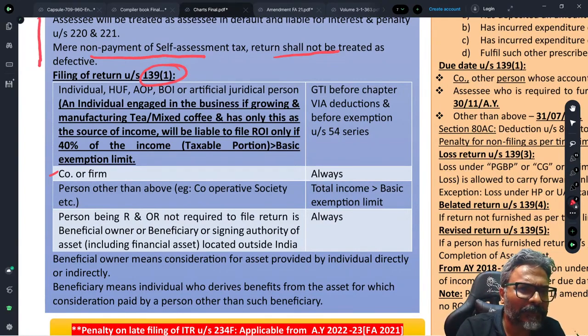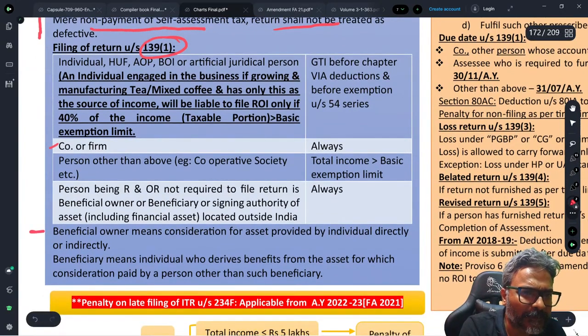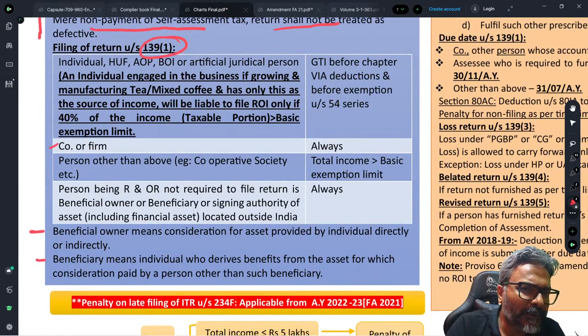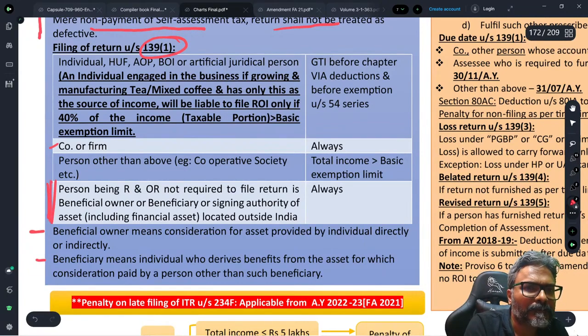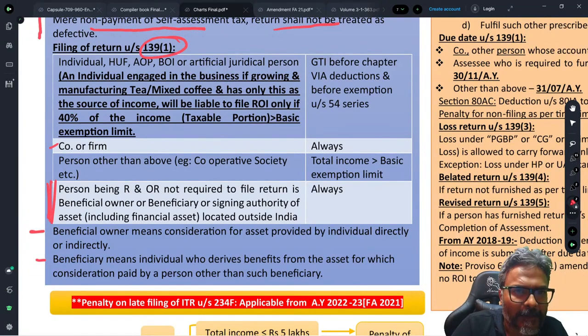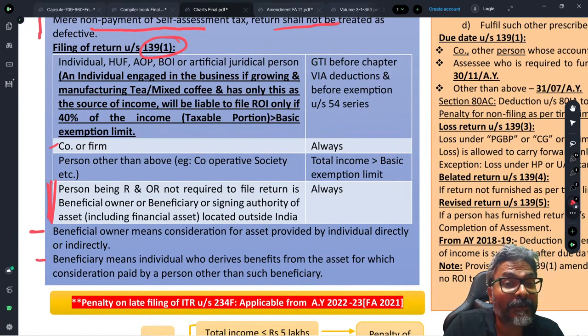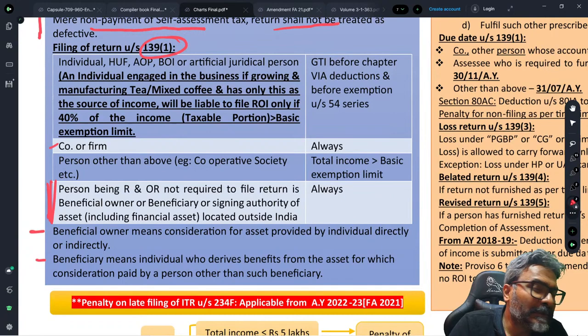Now, apart from that, students, just be very careful about these two persons. Beneficial owner, herein this point. Person being the resident and ordinary resident. A resident and ordinary resident who is not required to file the ROI but is a beneficial owner or the beneficiary or signing authority of the assets, including the financial assets located outside India. Now just please pay attention to this particular term.